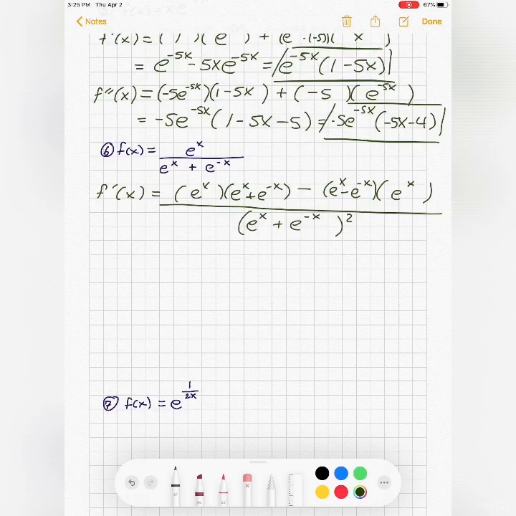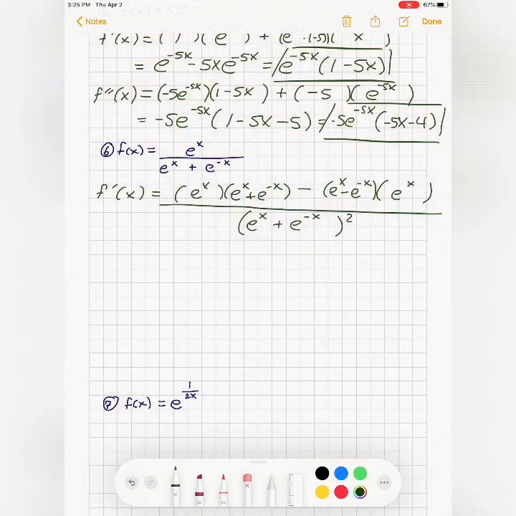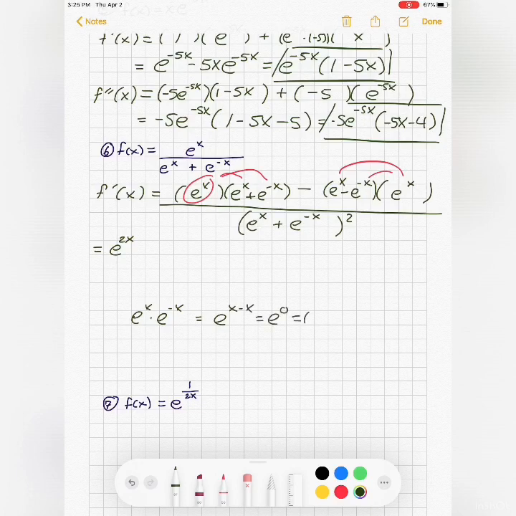Okay, and then I have to decide about how much I might want to simplify. So let me go ahead and distribute. Let's see what that does. Okay, so e to the x times e to the x, I add the exponents, e to the 2x, and then e to the x times e to the negative x, I add the exponents, that's e to the 0, that's 1.